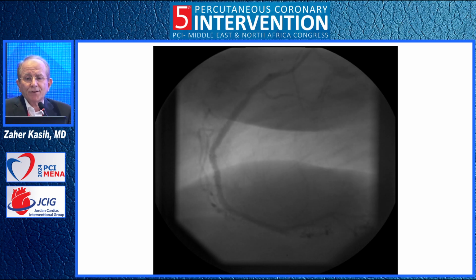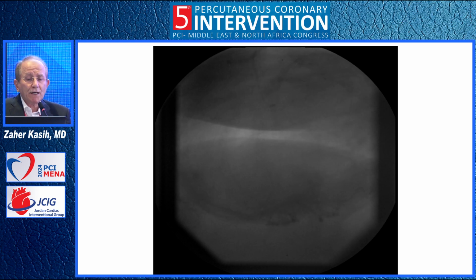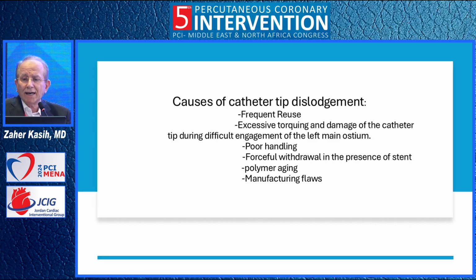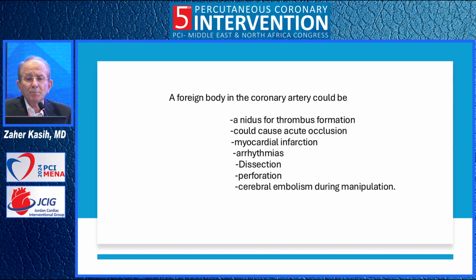Now, causes of catheter tip dislodgement include frequent reuse, excessive torquing and damage of the catheter tip during difficult engagement of the left main ostium, poor handling, forceful withdrawal in the presence of stent, polymer aging, and manufacturing flaws. A foreign body in the coronary artery could be a nidus for thrombus formation. It could cause acute occlusion. It could cause myocardial infarction, arrhythmias, dissection, perforation, and sometimes cerebral embolism during manipulation.